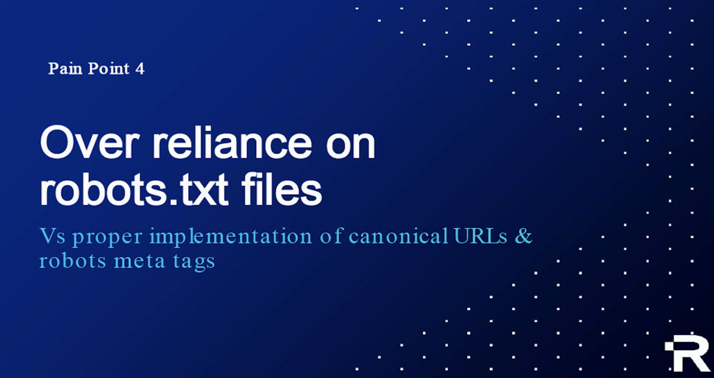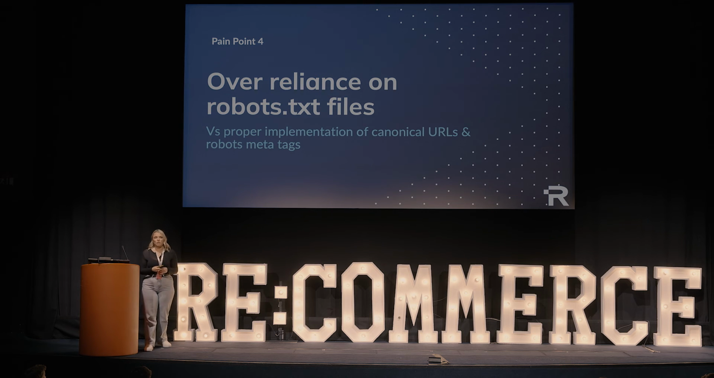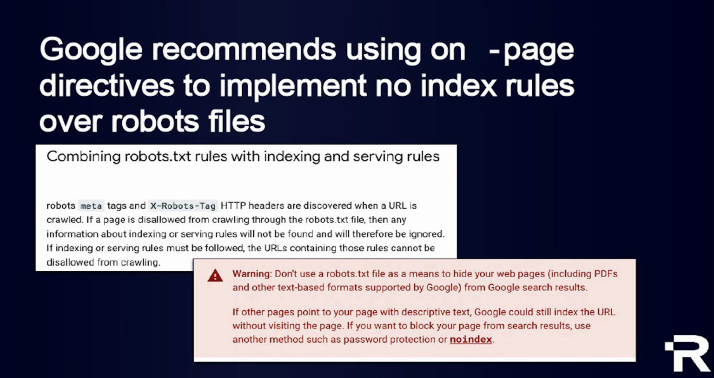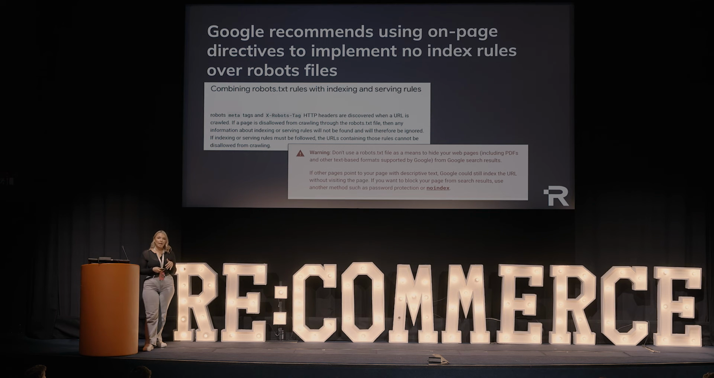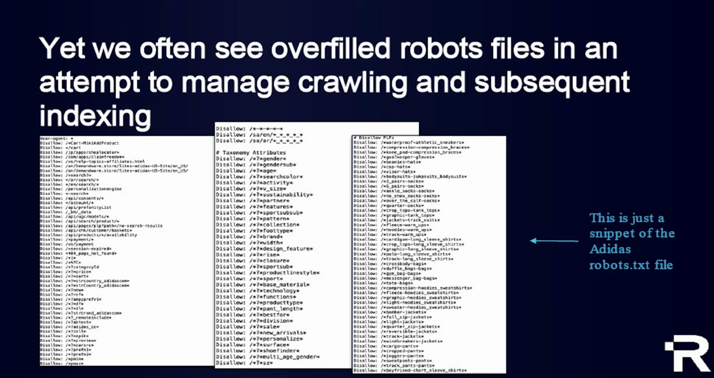And then my final pain point today is an over-reliance on robots.txt files. We typically see a lot that companies fill their robots files with a lot of blocking to prevent Google from crawling these pages. But Google actually recommends in more than one place that you should use on-page directives to implement these noindex tags rather than your robots file. And if you're using on-page directives, you definitely shouldn't also block in your robots file. We often see a lot of overfilled files.